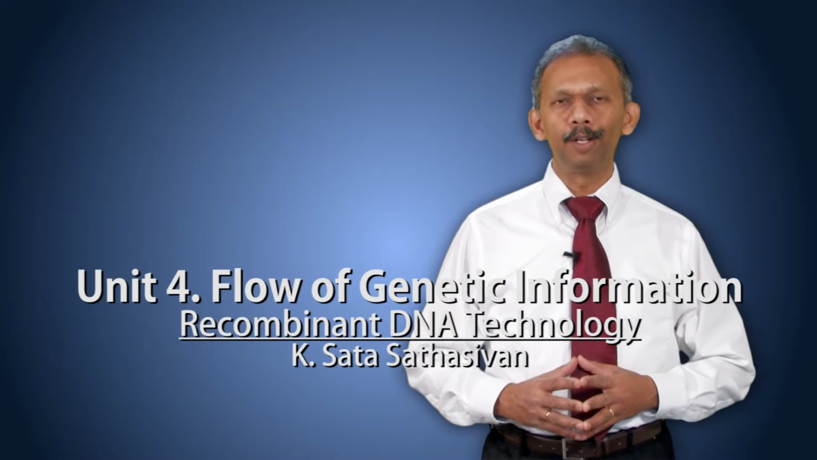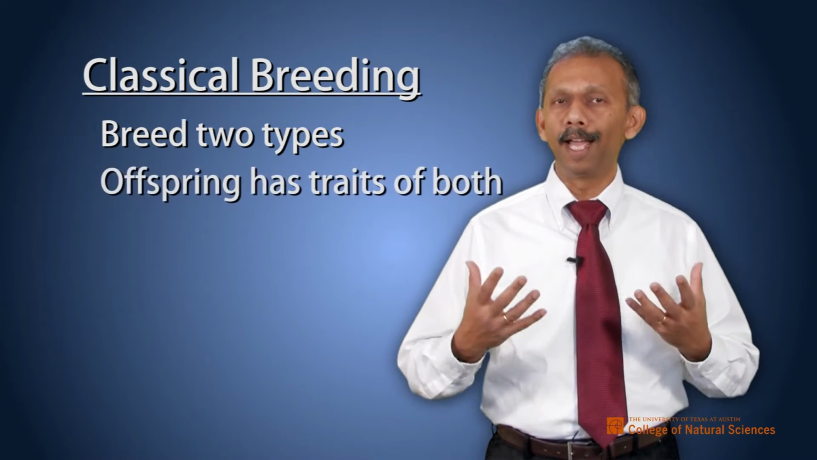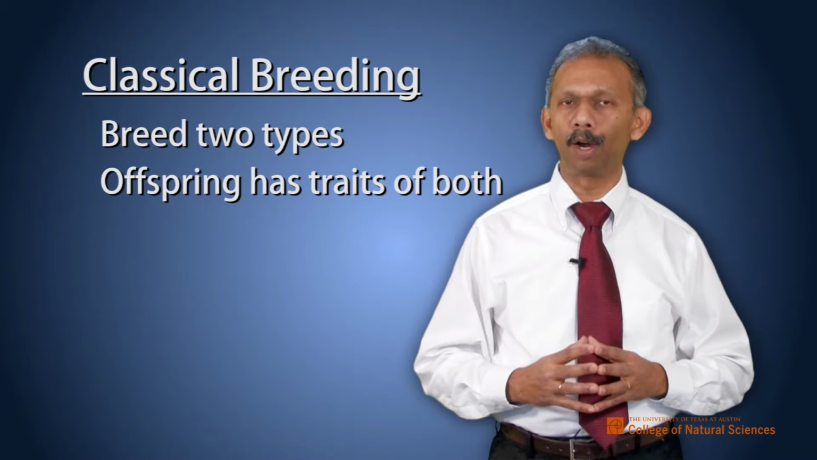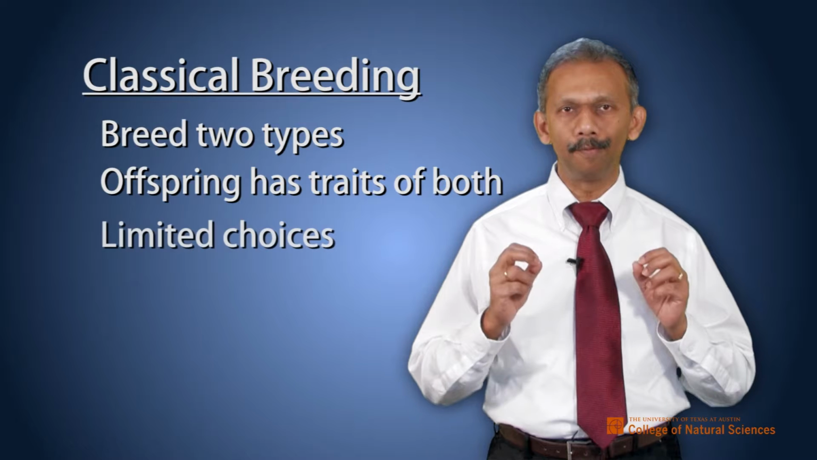Recombinant DNA technology is something special, as opposed to classical breeding that we used to do to improve crops or animals. In classical breeding, normally you take one breed of a dog or a horse and breed it with another type, and then you create an offspring that has the traits of both the parents. But in such breeding, there's always a limitation of a species.